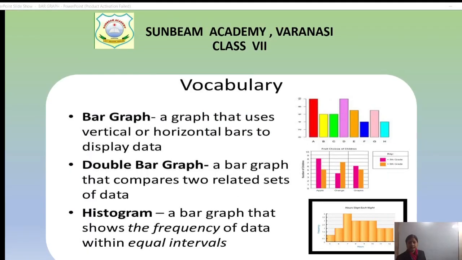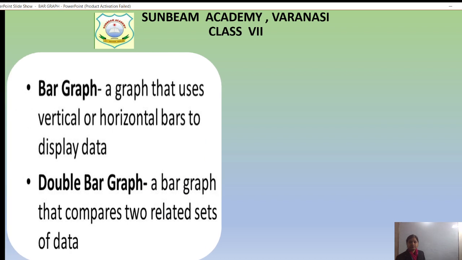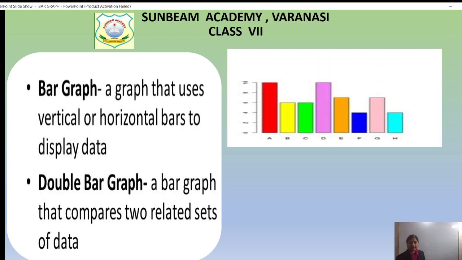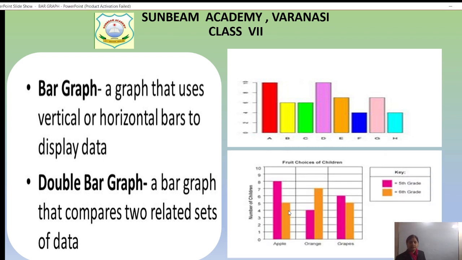So now let's see another example, children. See, this is a bar graph. Which type of bars is it? It is vertical bars. Okay, now the next one. This is a double bar graph. One by one I am showing the graphs to you. Here in the first one only individual data are there, and in the second one there is a comparison of two sets of data.